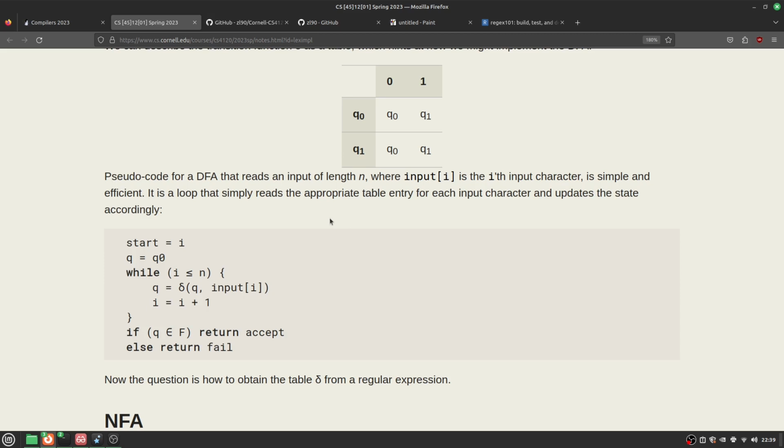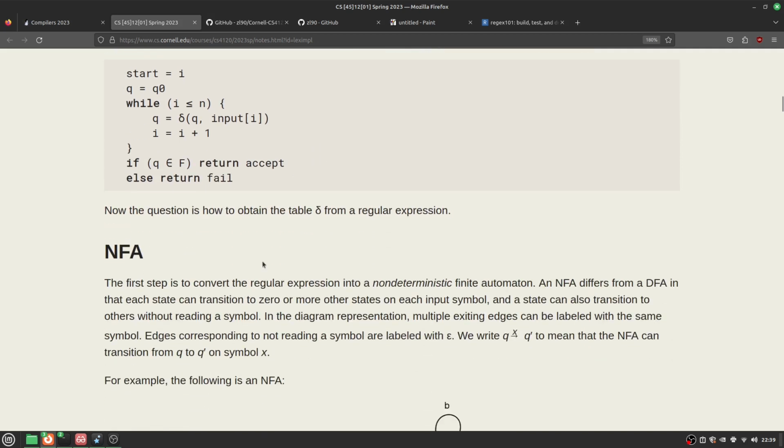So if we end up in a final state, return accept, and then return val. Now the question is, how to obtain the table delta from a regular expression?